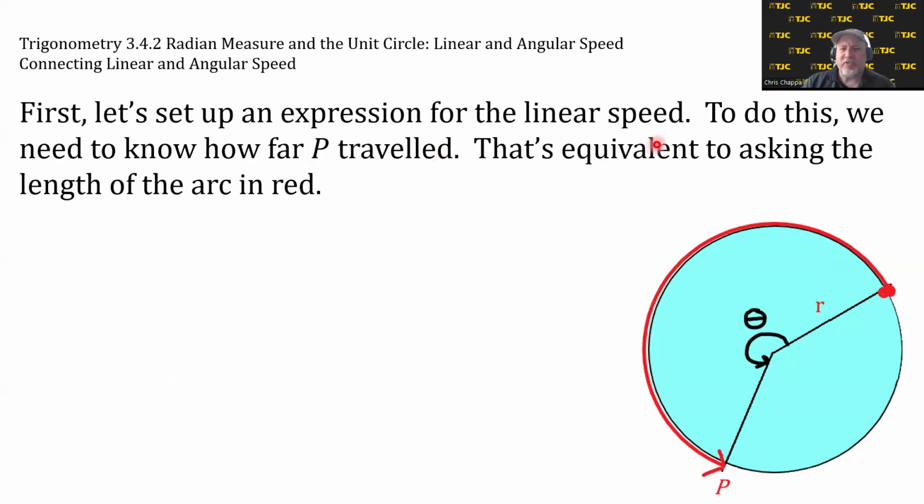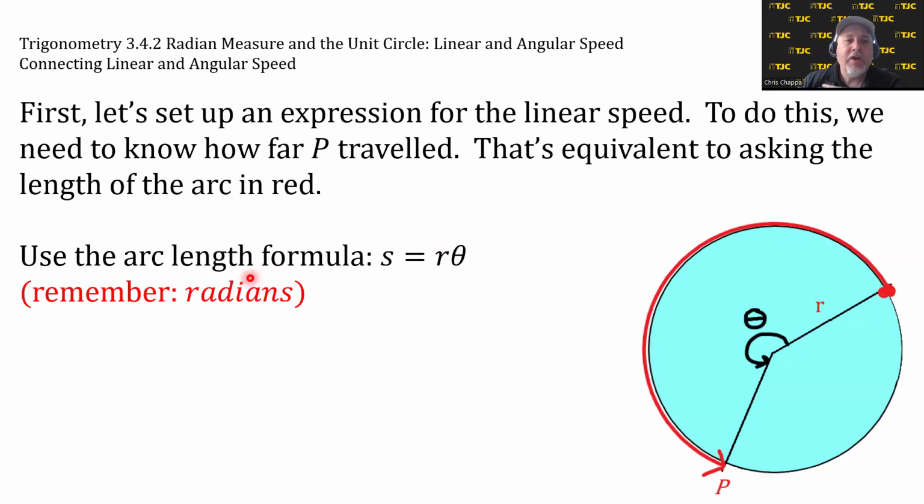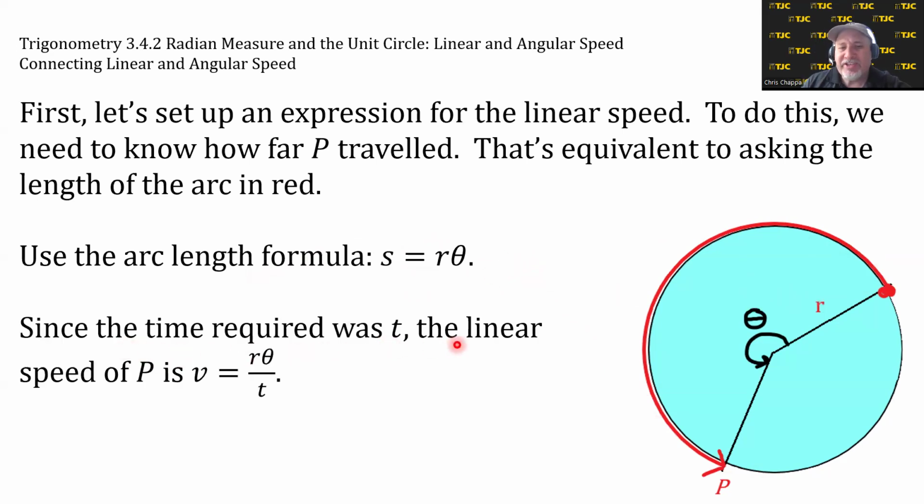First, let's set up an expression for the linear speed. To do this, we need to know how far P traveled. That's equivalent to asking the length of the arc in red. Use the arc length formula, s equals r theta. Remember, theta is in radians. So the arc length is just r times theta, the distance traveled. Since the time required was t, the linear speed of P is velocity equals distance over time. So the distance was the arc length, r theta, divided by time. There's our expression for the linear velocity of a point on this rotating disk.